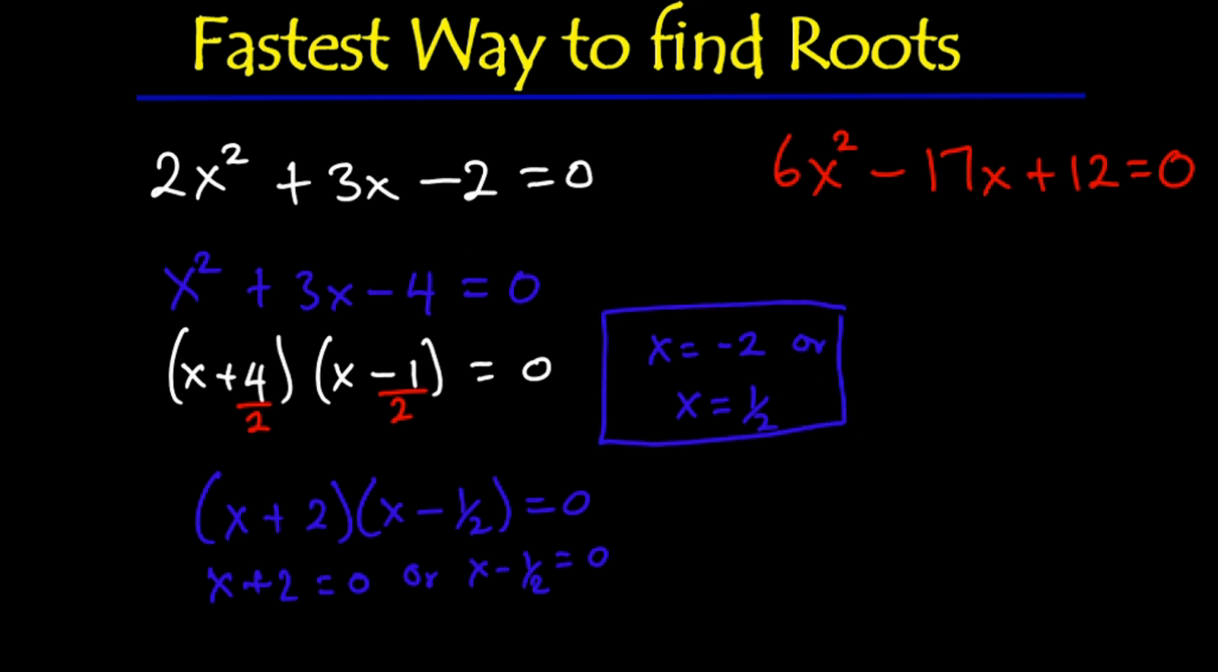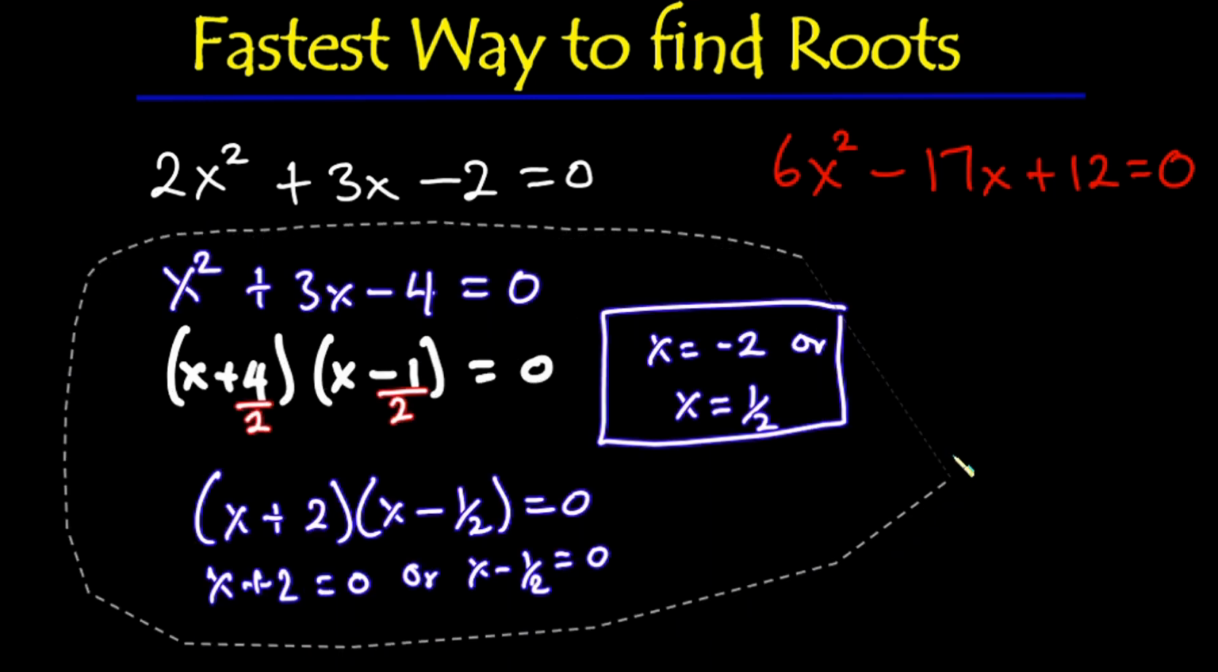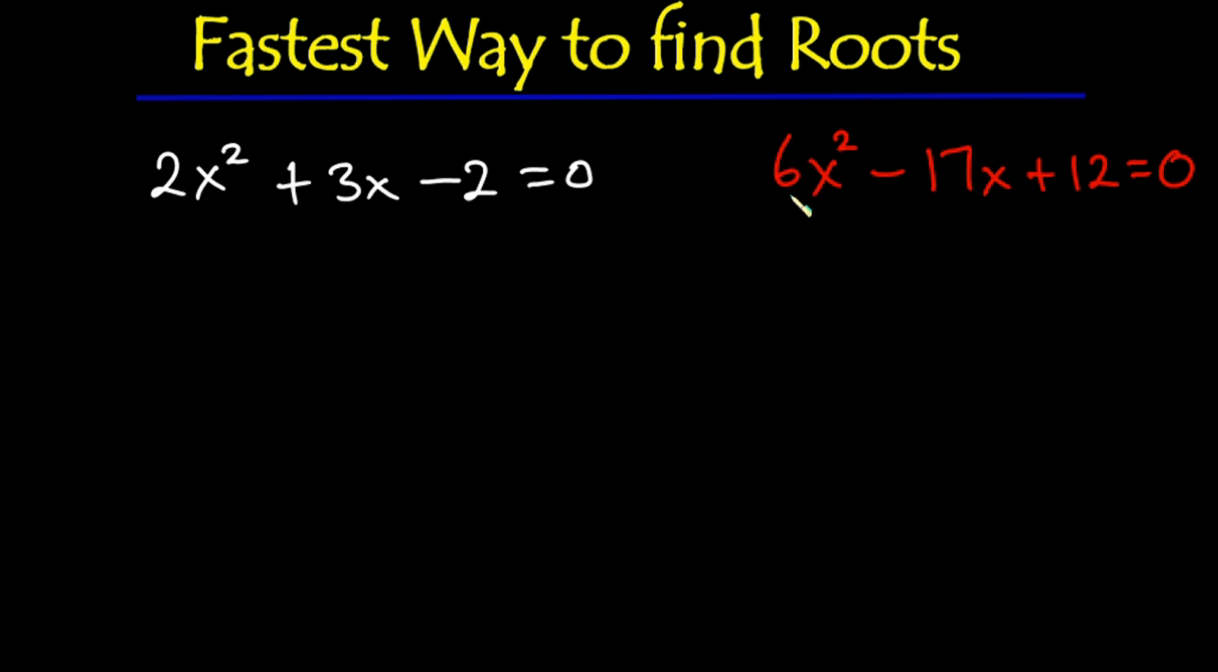Now let's move on to the next question. You can use this trick and pause the video and try first. Now we have 6x squared minus 17x plus 12 is equal to 0. Like I said, this trick is applicable when the coefficient of x squared is greater than 1. So what we're going to do is to slide this 6 and multiply it by 12. 6 times 12 is 72. So we're going to end up getting x squared minus 17x plus 72 is equal to 0.